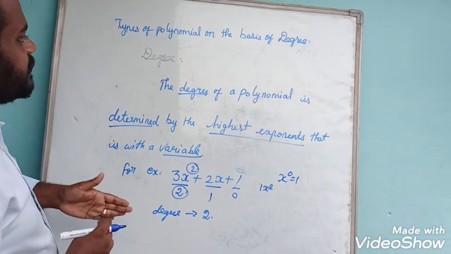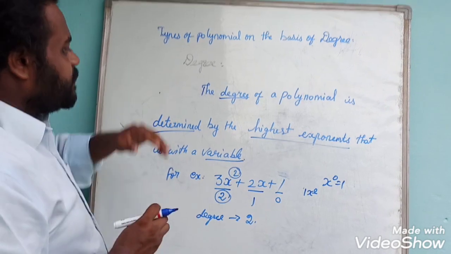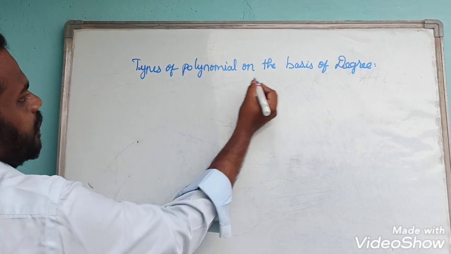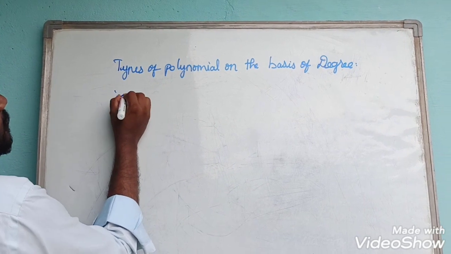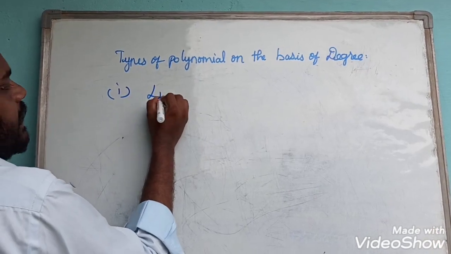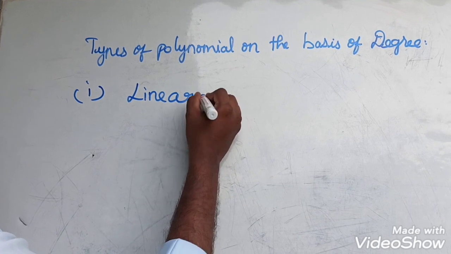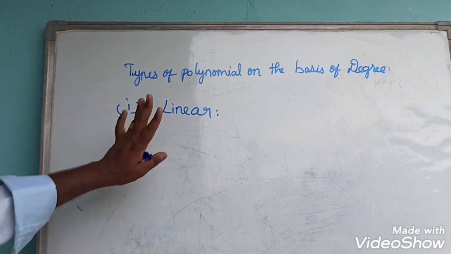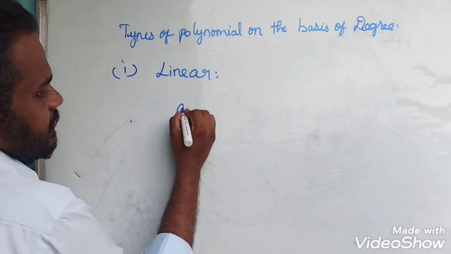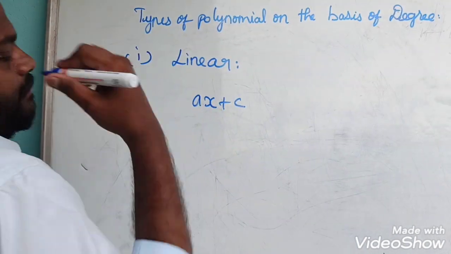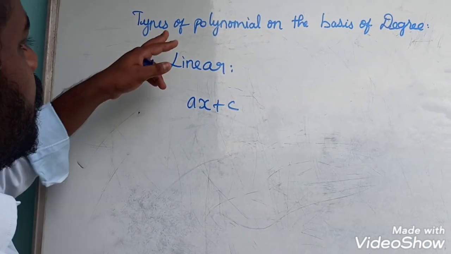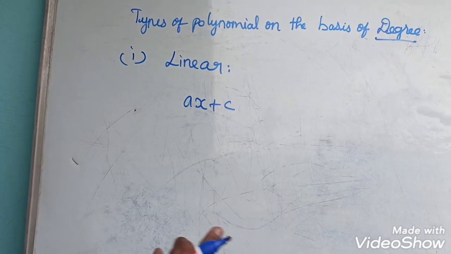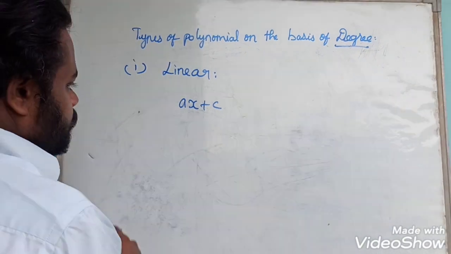Next, we have to see the types of polynomial on the basis of degree. So first one, we say it as linear. What is meant by linear? The basic form of a linear expression is ax plus c. Already, how do we find out the types? On the basis of degree. So now we have to write the power.